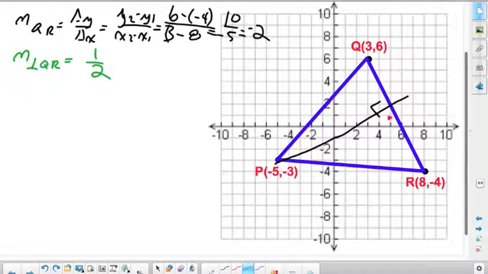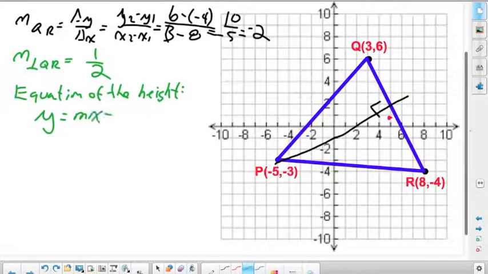So now we want the equation of the height. Well, we're going to start off with the equation of a line format: y equals mx plus b. We just figured out the slope, right? All that work to figure out the slope. It's 1/2 x. What's b? We don't know.